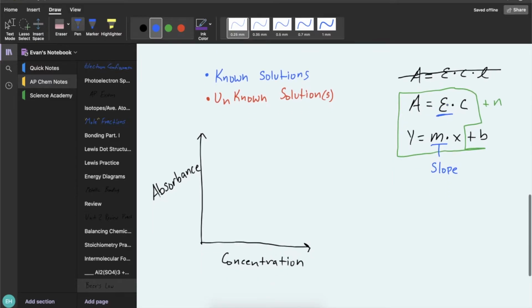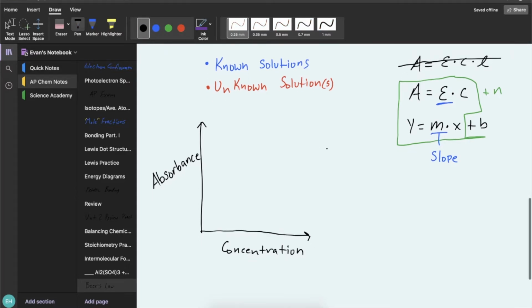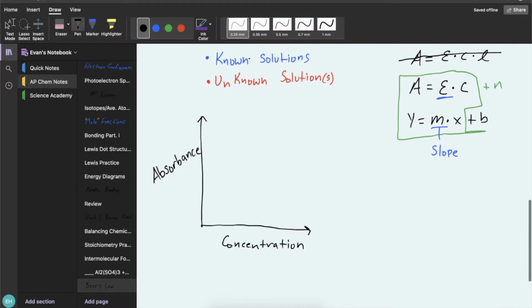So these two equations are correlated in that once you get a graph for your solutions, you should have an equation for your graph or for a best fit line of your graph. So for example, let's say you made 4 known solutions, okay? So you know their concentration, so you know what values go down here. Again, this would be in molarity. And you got their absorbance values by testing them in the spectrometer.